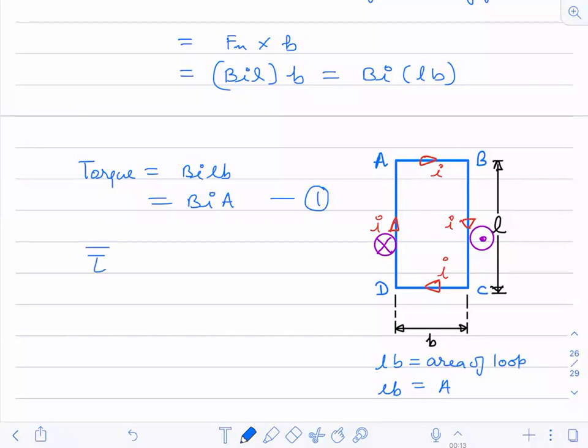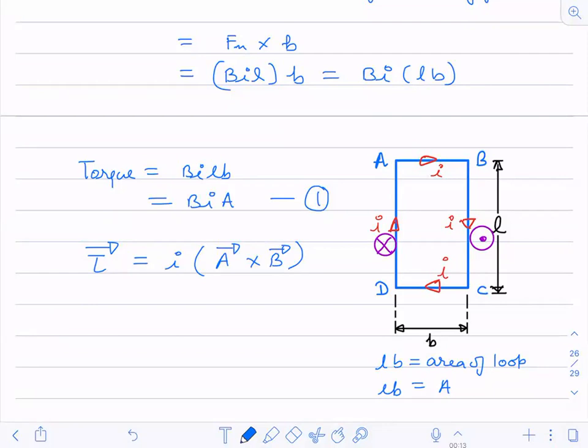See, I is a scalar quantity we have studied, okay? If you remember in electrostatics, you considered area as a vector quantity. So here also I'm considering area as a vector quantity, and magnetic field is already a vector quantity. So torque can be given as I within bracket A vector cross B vector. This is what I can write now.